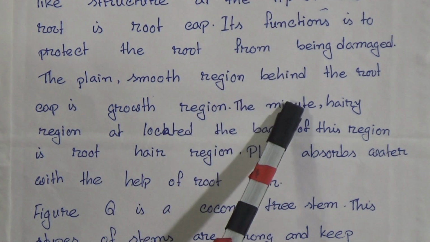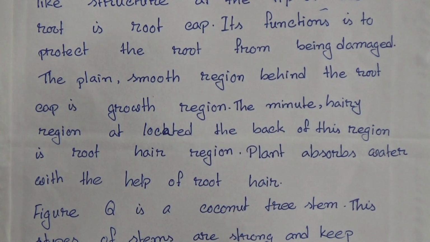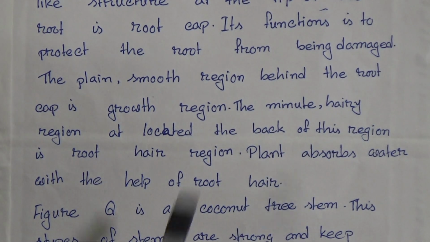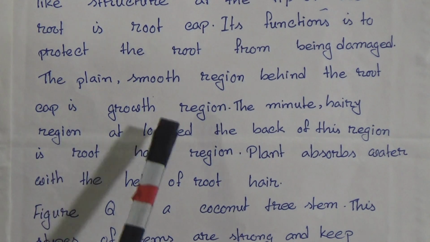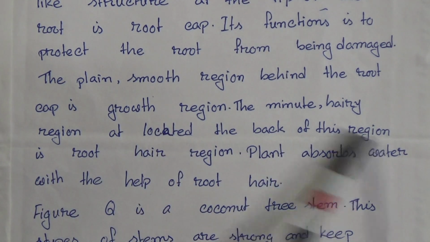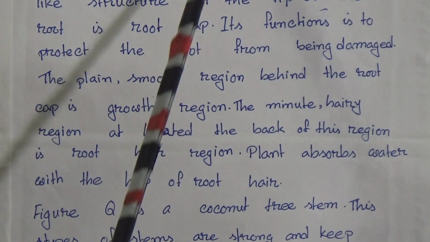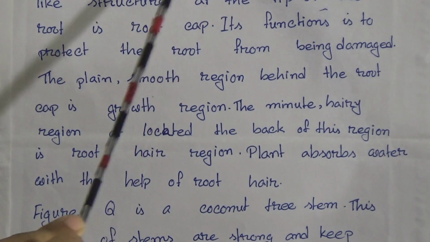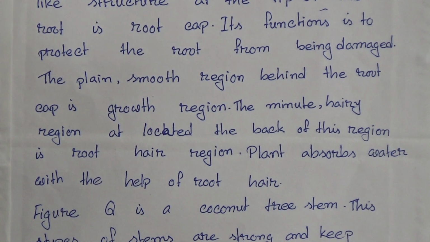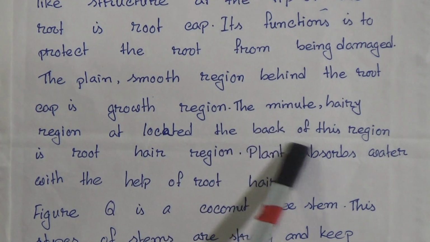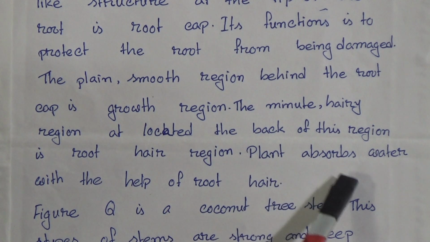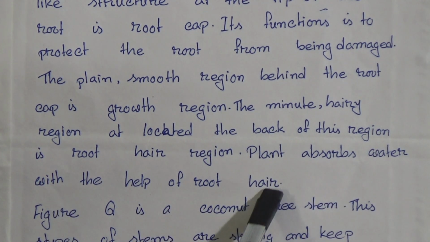Minute means very small, hairy means like your hair, small and very thin. The region located at the back of the growth region is the root hair region. Here you can see the root hairs, very thin, small and coming out from the upper side of the growing region. Plants absorb water with the help of this root hair.